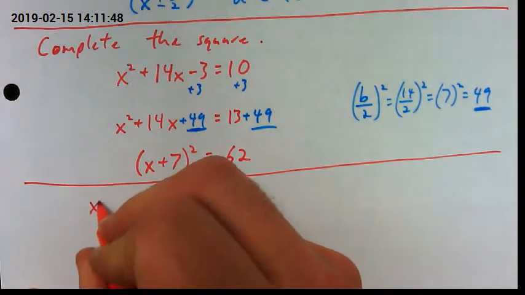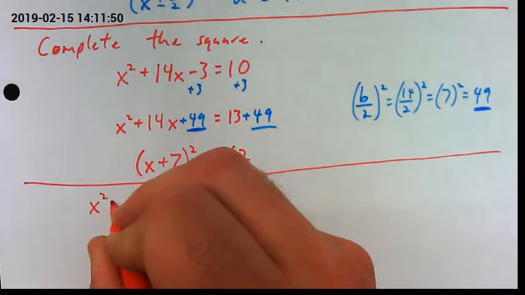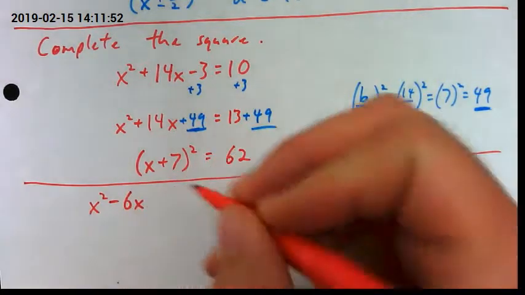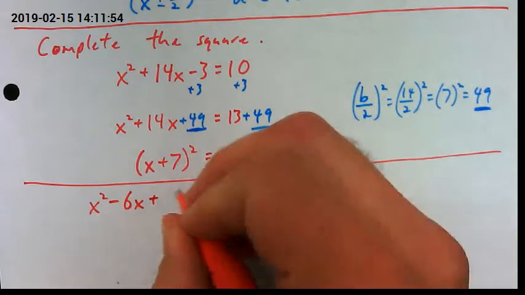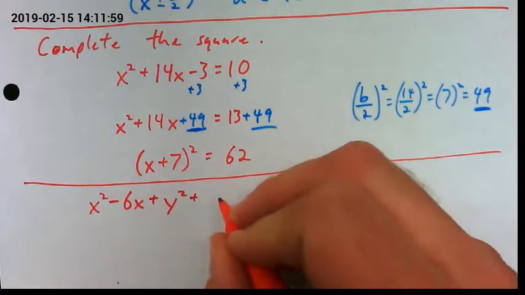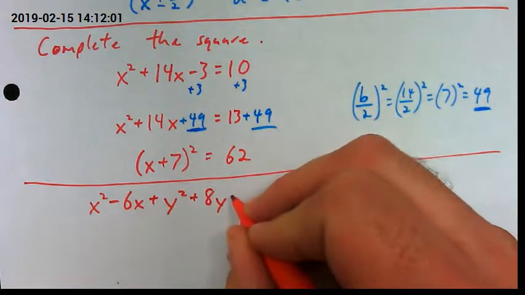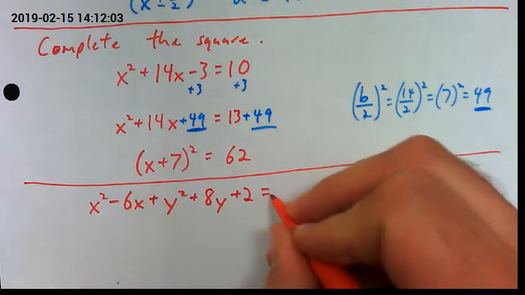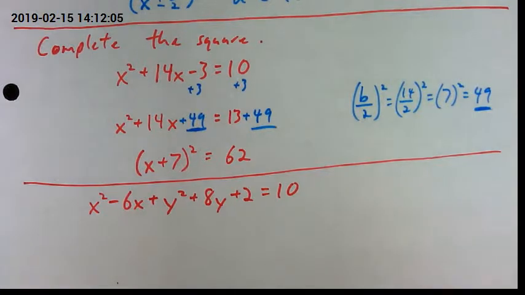So we have x squared minus 6x plus y squared plus 8y plus 2 equals 10. Now, we're going to do the same thing as we did before, except we have both an x and a y value. So we're going to do this for both the x and the y separately.